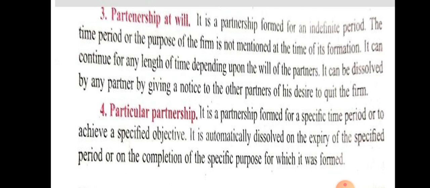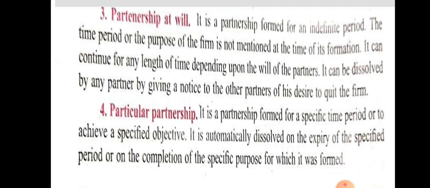The time of the formation is not mentioned, and depending on the will of the partners, it will continue, and if any one of the partners does not wish to continue, they will give notice to the other partner and can leave the firm. Number 4, particular partnership. It is a partnership formed for a specific period or specific objective. It is automatically dissolved on the expiry of the specified period or on completion of the specific purpose for which it was formed, like construction of a road, dam, or canals.